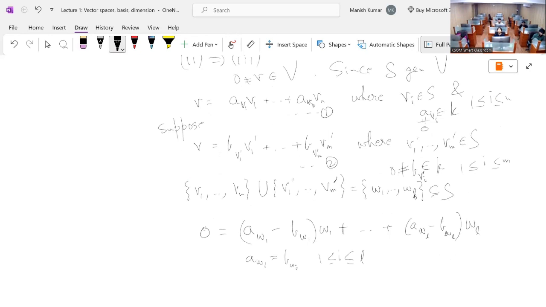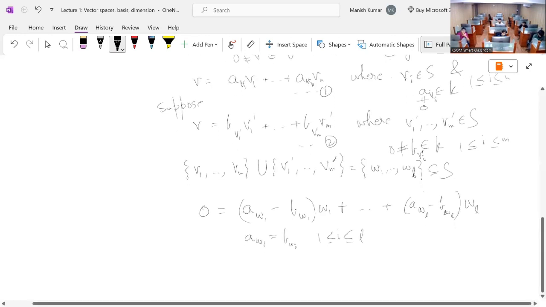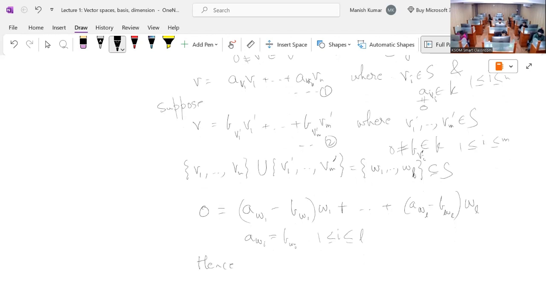So this in particular shows that these v1 to vn and v1 prime to vm prime, they are all the same, up to permutation, and their coefficients are also the same. So that proves the uniqueness, hence the expression for v is unique.